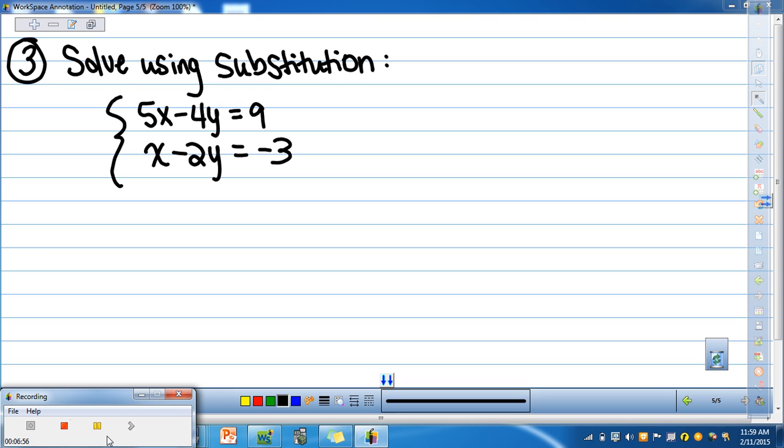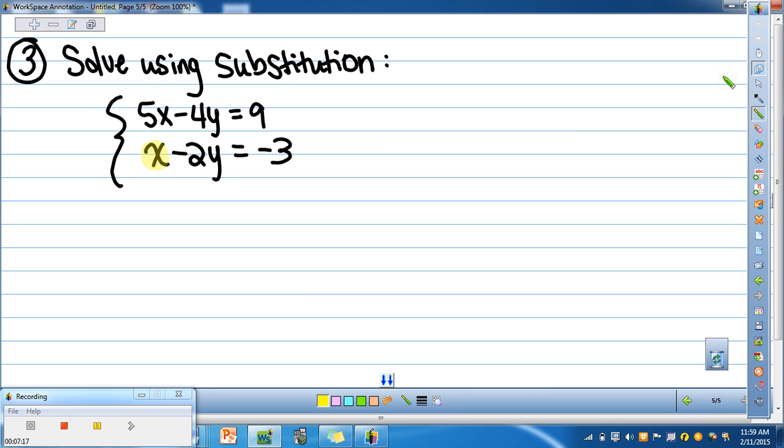We're going to look at another problem that is solving using substitution. Unlike the last problem, neither one of our equations have a variable isolated. We do not see a y equals or an x equals. Sometimes we have to solve for a variable first before we can do our substitution. In this case, the easiest one to solve for would be to solve for x within that second equation.